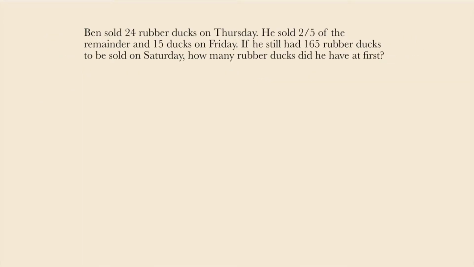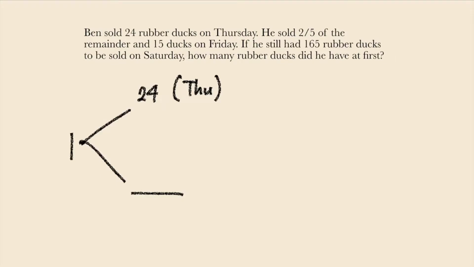Next, Ben sold 24 rubber ducks on Thursday. Okay, so let's show this. Now notice that this is left blank because I have no idea what the remainder is. This could be 1,000 ducks, we don't know. Could be 1 million ducks, we don't know. So I'm just going to show 24 actual ducks sold and an unknown here. He sold 2/5 of this remainder right here.